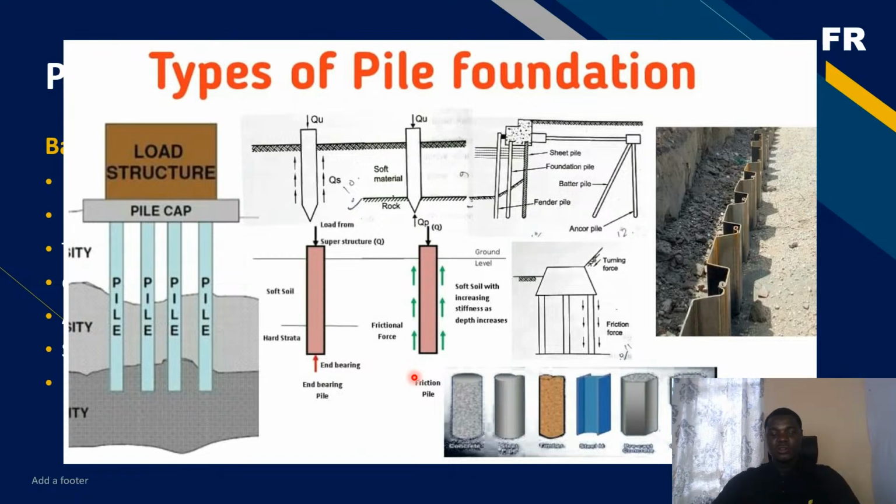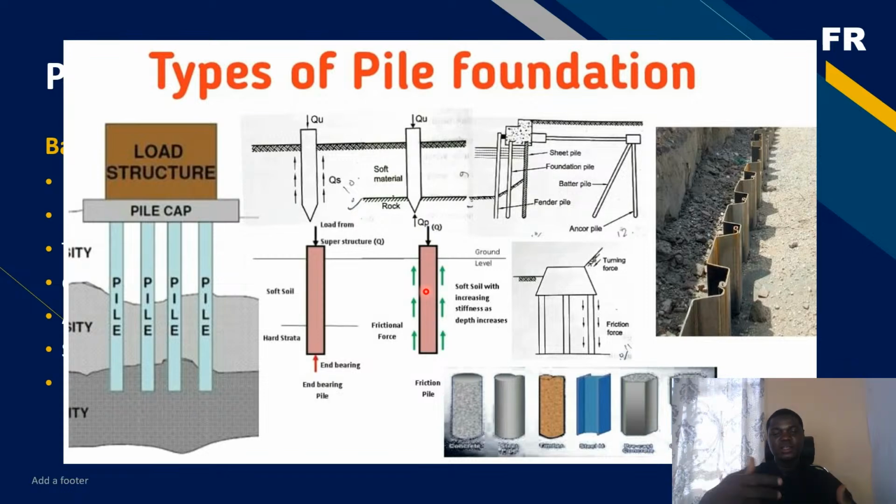So that is where you can use the friction pile mechanism. What happens in the friction pile is the load is transferred by means of friction along the surface of the pile. With different layers going down into the soil, the stiffness of the soil increases with increase in depth. So let's say you have 10 strata. The first strata has a particular stiffness.